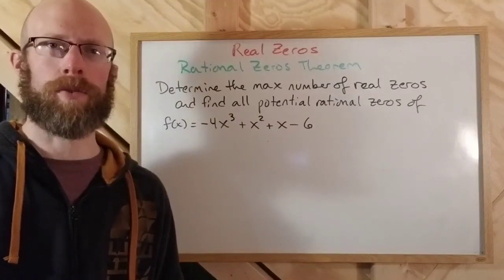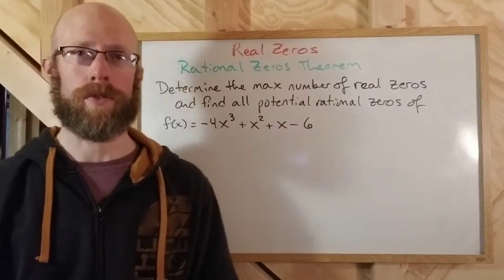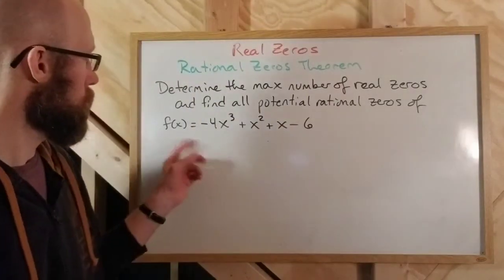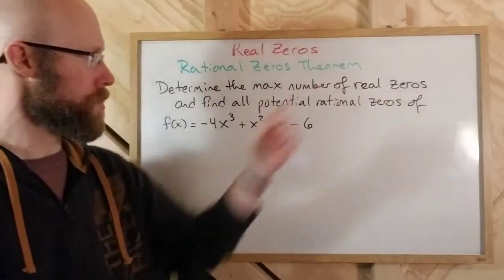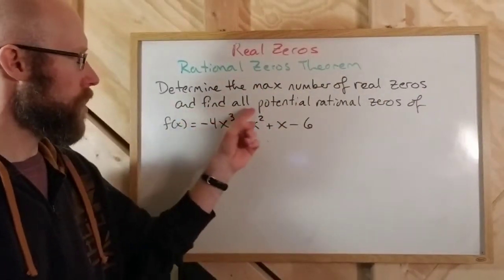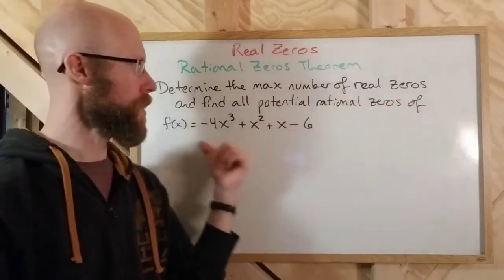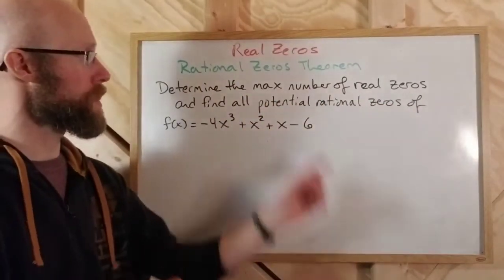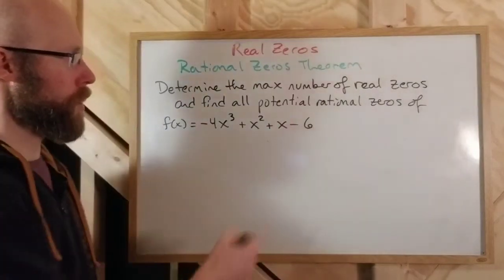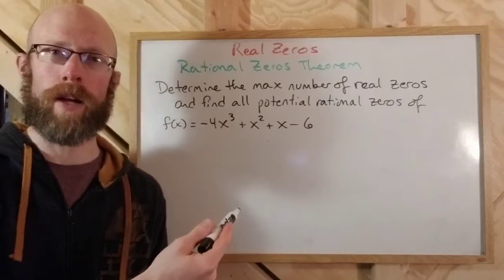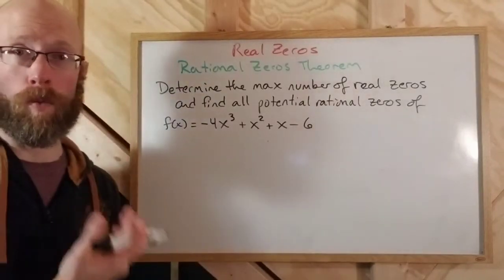Right, now we're going to go through and actually do some examples using the rational zeros theorem. So right here I have an example. It says determine the maximum number of real zeros and find all potential rational zeros of this polynomial. Now instead of potential I could have said possible. Either word would work. These are things that could be rational zeros, but they don't have to be. In fact, most of them probably won't be.